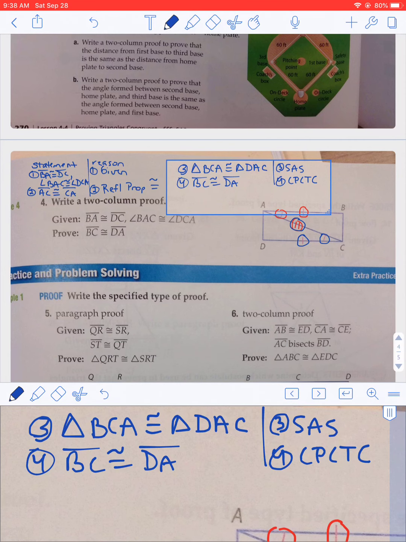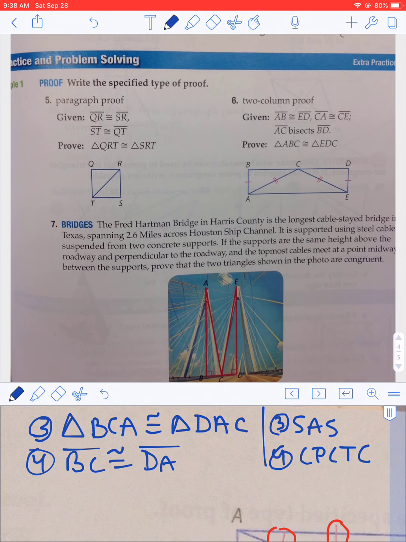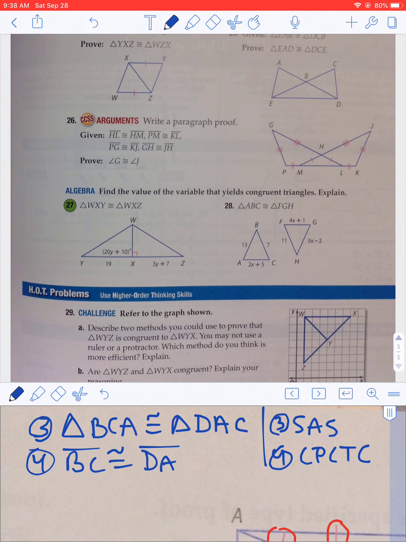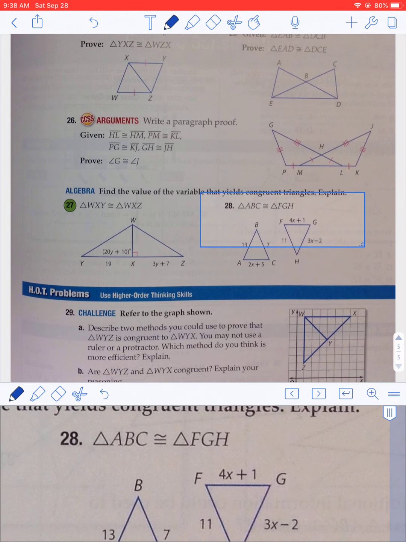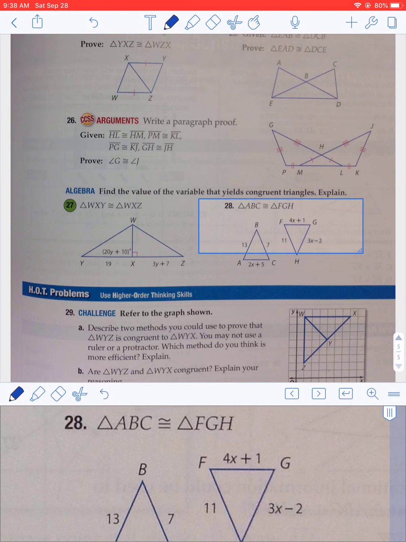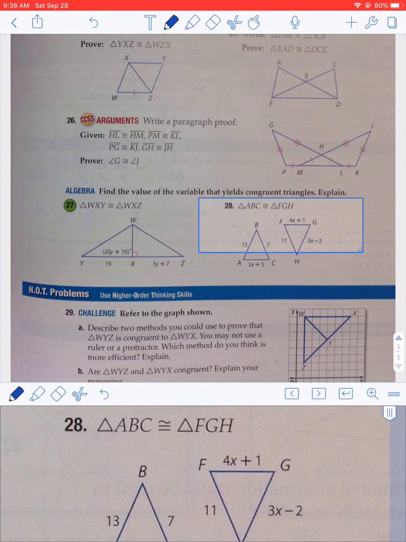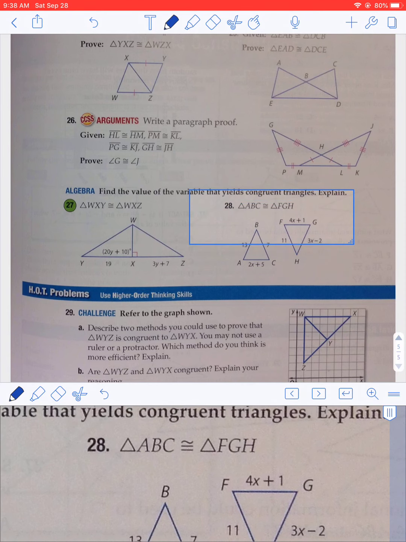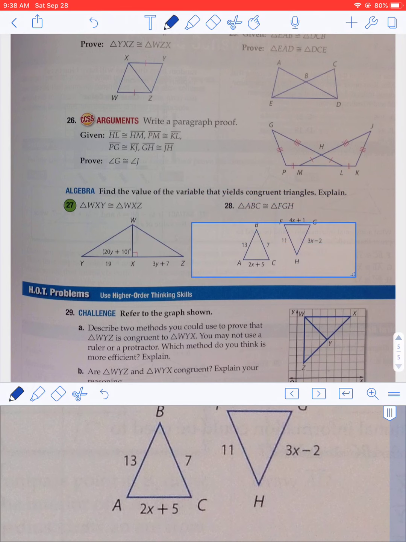All right, the last one we're going to do is number 28. Let's see which way I need to go. Where's my 28? Okay, it's this way. So 28 is our next problem. And they tell us right away in the directions, find the value of the variable that yields congruent triangles. Basically they're saying solve so that these triangles are congruent. And they already tell us they are, so it's not like you're making something up. They're saying triangle ABC is congruent to triangle FGH. So that's where we're going to get started.